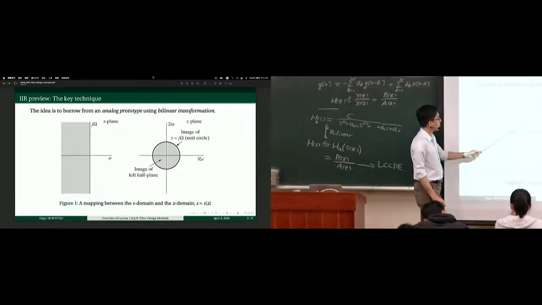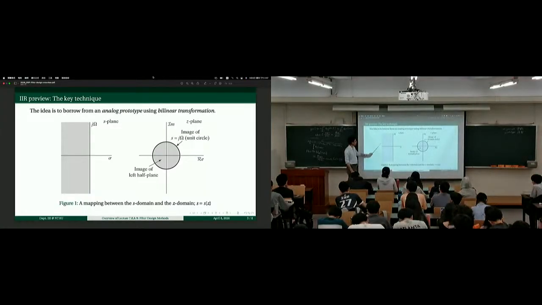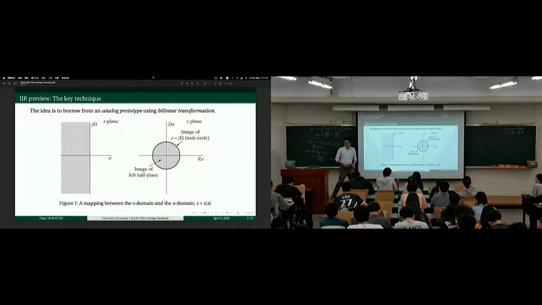So this is the mapping I'm talking about. It turns out that the bilinear transformation has a very nice property in that it maps the left half plane, anything on the left of the imaginary axis of the S-plane, this entire region, to the inside of the unit circle. We'll explain why. So it maps from one complex plane to another, from S to Z or the opposite; you can go either direction. So the bilinear transformation will be the key trick.